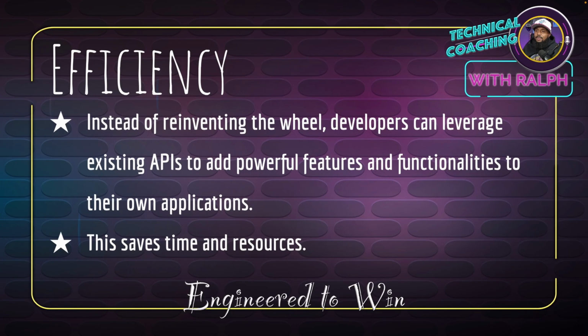Now, the efficiency part. Instead of reinventing the wheel, meaning creating the same thing over and over and over again, developers can leverage existing APIs to add powerful features and functionalities to their own application. So it's kind of like a framework, but you can take an existing API and you can integrate it within what you have, with something that you're building. This saves time and resources. And we know time is the most valuable resource that there is.